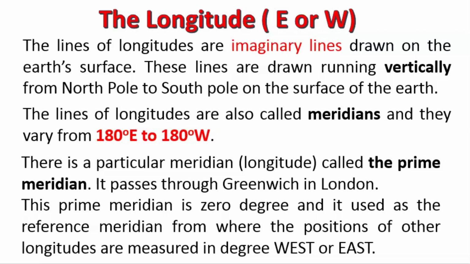Since longitudes are also referred to as meridians, there is one particular meridian that is very, very important to this study. It's called the prime meridian. It passes through Greenwich in London. This prime meridian is 0 degrees, and it is used as the reference meridian from where the positions of other longitudes are measured in degrees west or east.